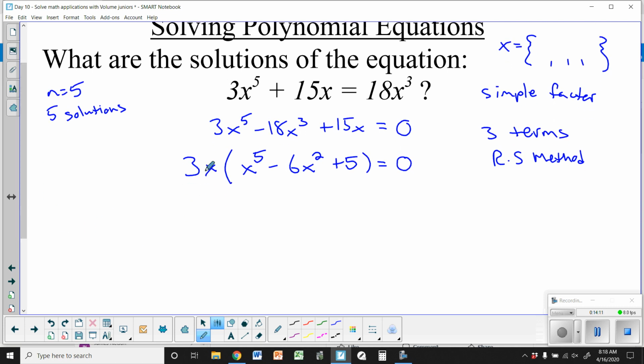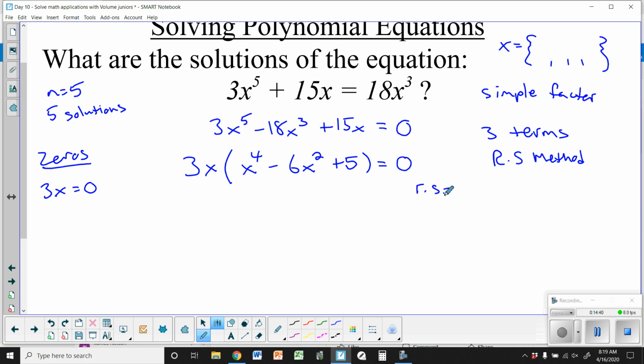So we already can see that one of our factors is going to be 3x equals 0. So this is where we find our zeros or our solutions. That one we're already going to do soon, but now we have to figure out, oops, looks like I have a mistake there. X to the 5th, we forgot to divide by x, so that would be x to the 4th minus 6x squared plus 5. So how many terms do we have here? We already discussed that, so we're going to do the RS method.